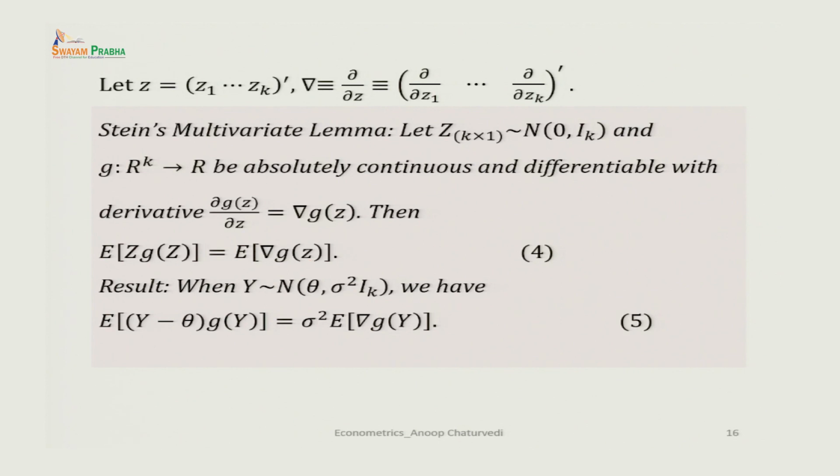And then you can generalize this result for the case when y follows normal theta, sigma square I_k. In this case, we have expectation of (y minus theta) g(y) is equal to sigma square expectation of del g(y). So, the proofs of all these results are given in lecture 3.